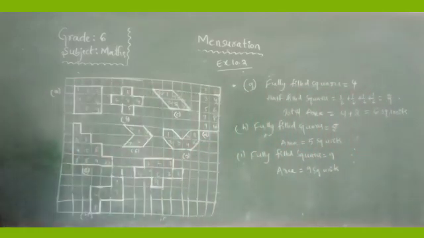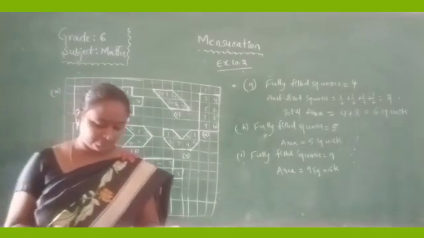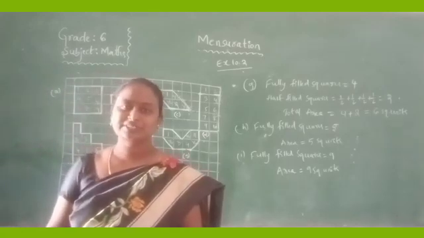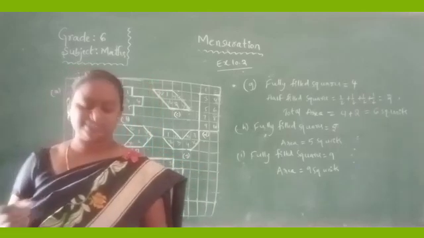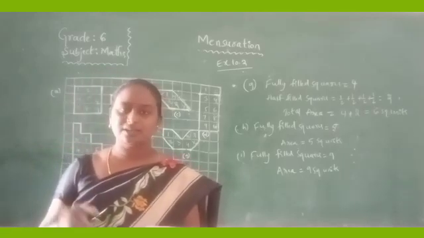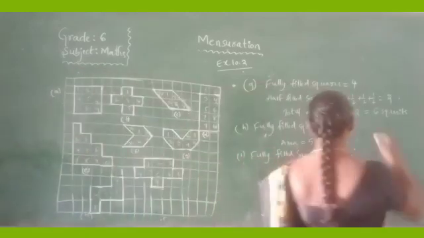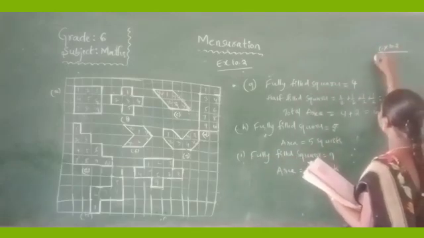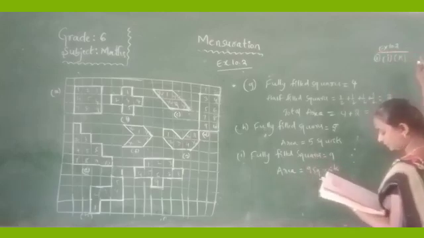Now different figures are there still. Those are J problem, K problem. So these we have to solve. Now J, K problems. You count the squares. How many squares are filled? How many squares are half filled? You have to count and find the area. Exercise 10.2, in the first problem, J and K problem, we have to do.